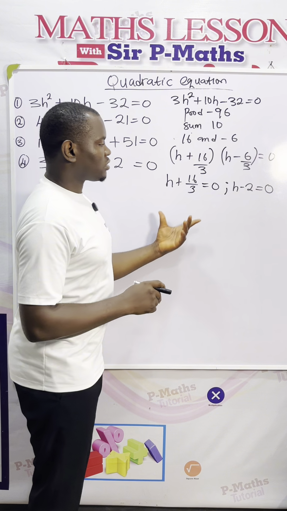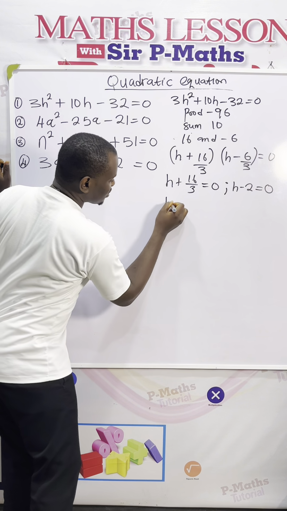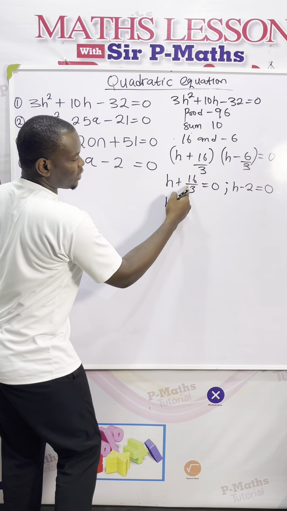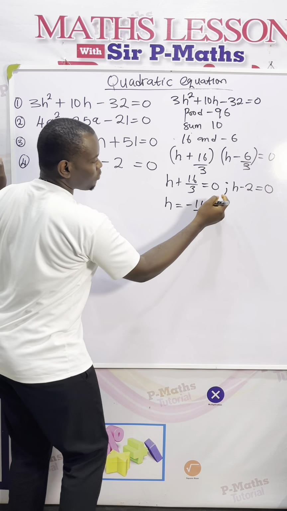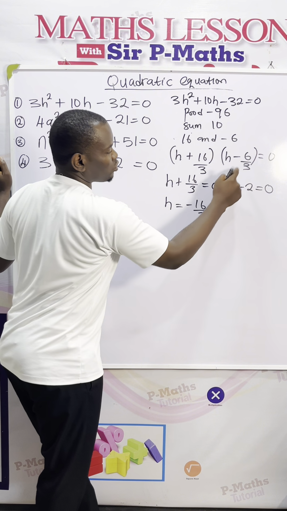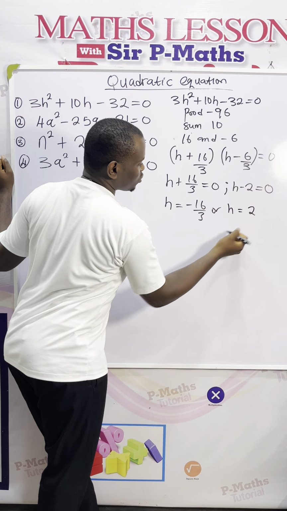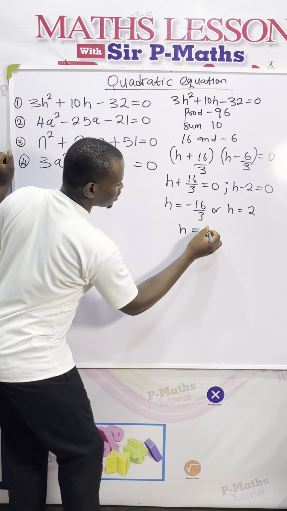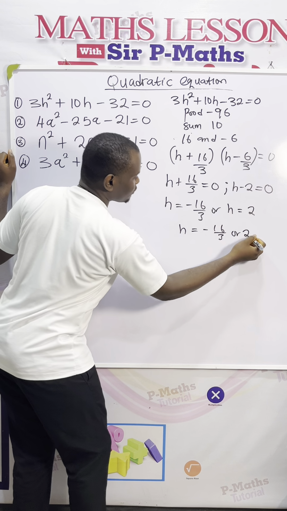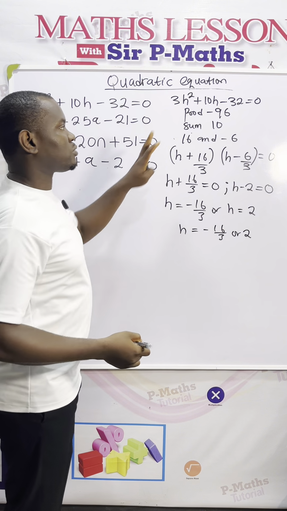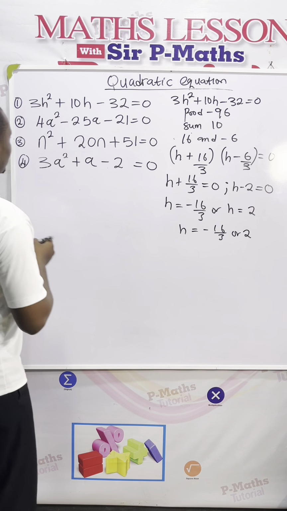So moving forward, the next thing we do is to make h the subject of the formula. So I'll simply say that h is equal to move 16 over 3 to the right hand side, minus 16 over 3. Or move 2 to the right hand side. We have h equals positive 2. So that gives us the value of h as minus 16 over 3 or positive 2. So here we don't have to substitute and start the process of factoring. Let's look at the second one.